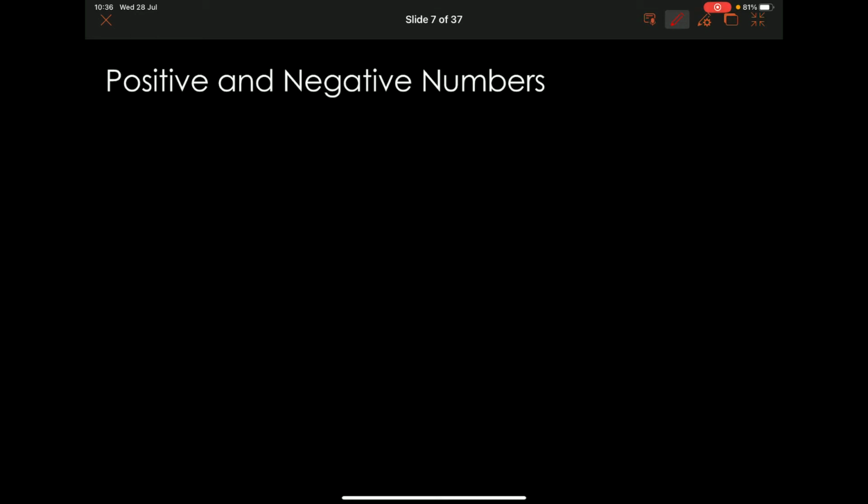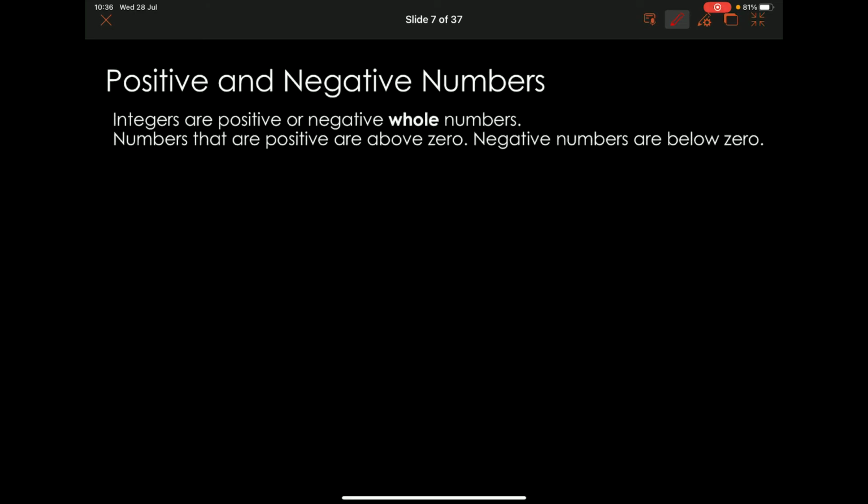All right, let's have a look then at ordering positive and negative integers. So integers are positive or negative whole numbers. They are whole numbers. We're not looking at decimals anymore. An integer is a whole number. Numbers that are positive are above 0, and negative numbers are below 0, which I'm sure you already know.